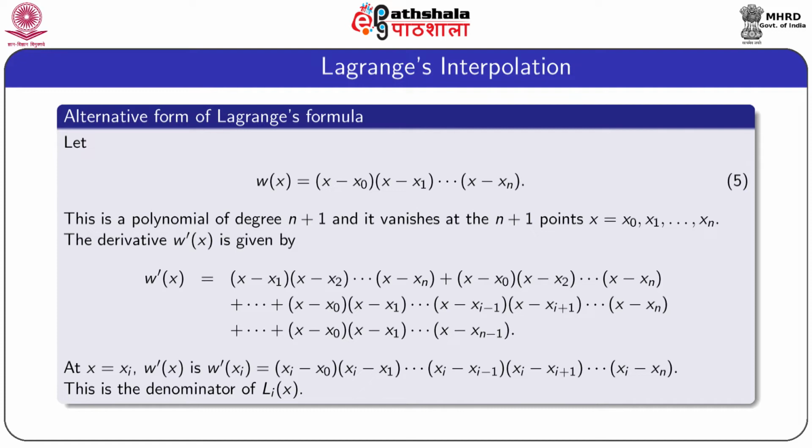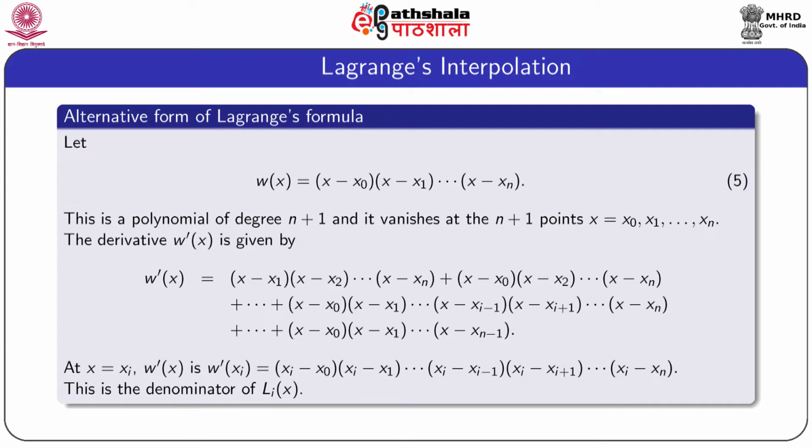The middle expression is (x - x0)(x - x1) up to (x - x_{i-1}) into (x - x_{i+1}) up to (x - xn). Note that the factor (x - xi) is absent in this expression, and the last term is (x - x0)(x - x1) up to (x - x_{n-1}). So, note that in this expression the (x - xi) factor is present in all the terms except the middle one.